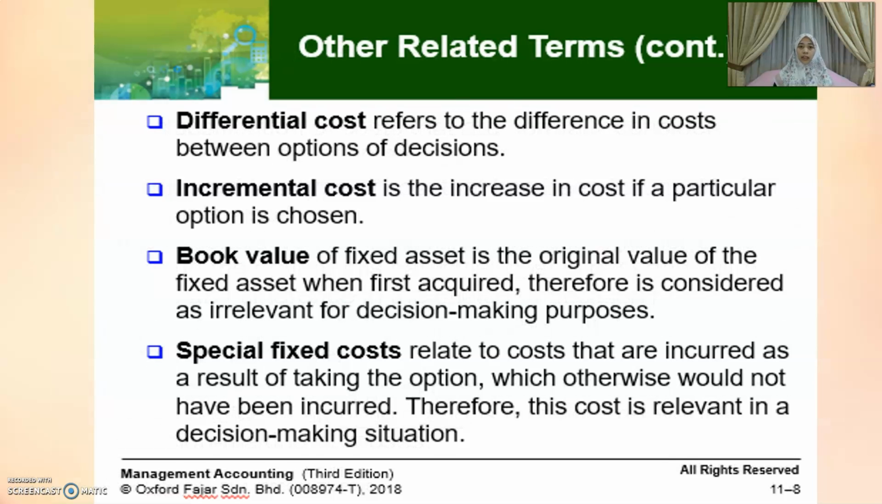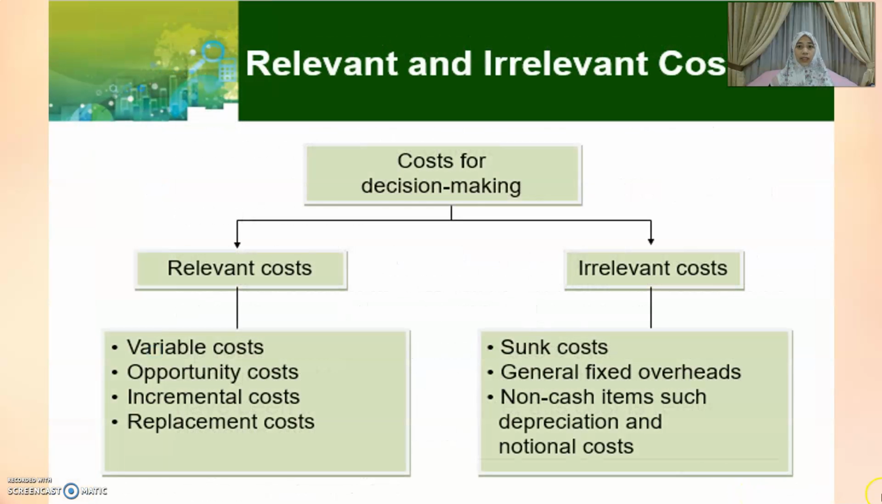Okay, differential cost refers to the difference in cost between options of decisions. Incremental cost is the increase in cost of a particular option that you choose. Book value is basically the book value of your asset. Special fixed costs relate to costs that are incurred as a result of taking a certain option, which otherwise would not have been incurred. Therefore, it will be considered as a relevant cost in your decision-making process.